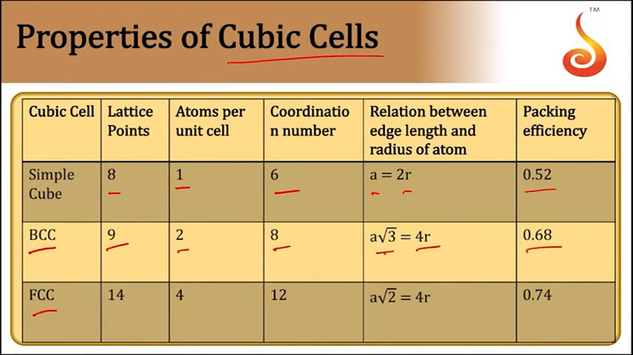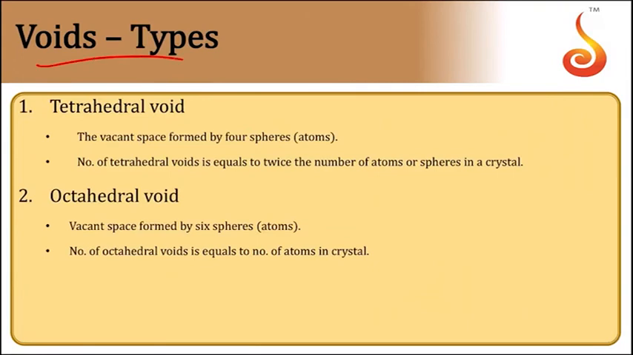And FCC structure, lattice points are 14 here, number of atoms are 4, coordination number is 12 here, and here atoms touch along the face diagonal, therefore a root 2 is equal to 4r and packing efficiency is equal to 0.74 we have. Then comes different types of voids we have.